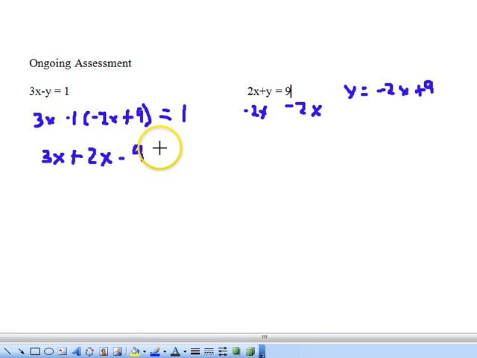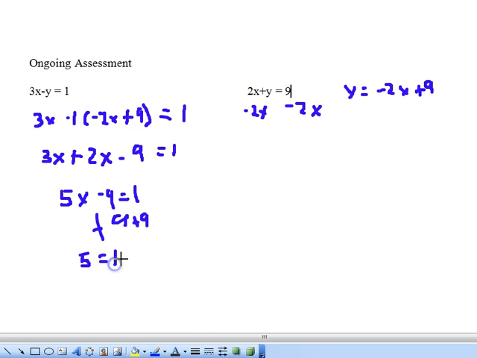3x plus 2x minus 9 is equal to 1. And then we have to add our x variables together. So 3x plus 2x, of course, is 5x. And then minus 9 is equal to 1. And then we have to add 9 to both sides. Okay, and we get 5x is equal to 10.